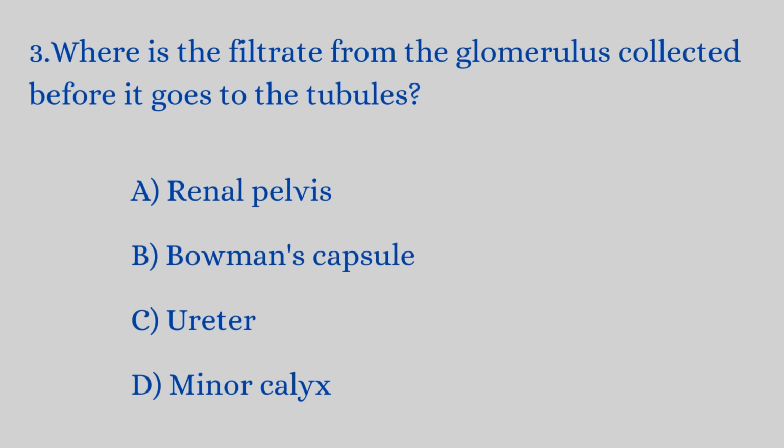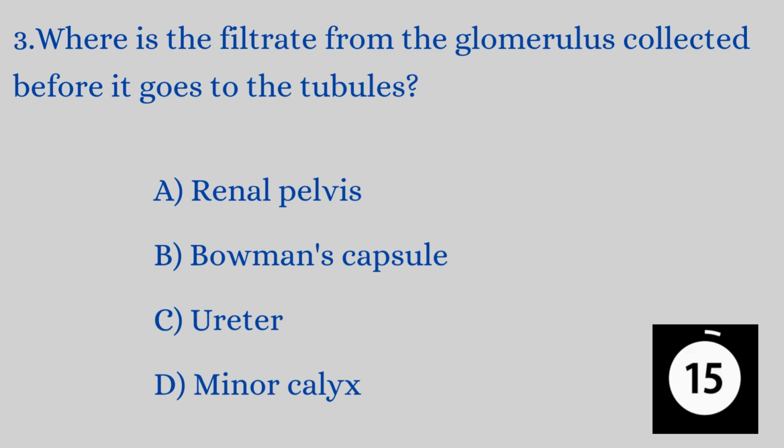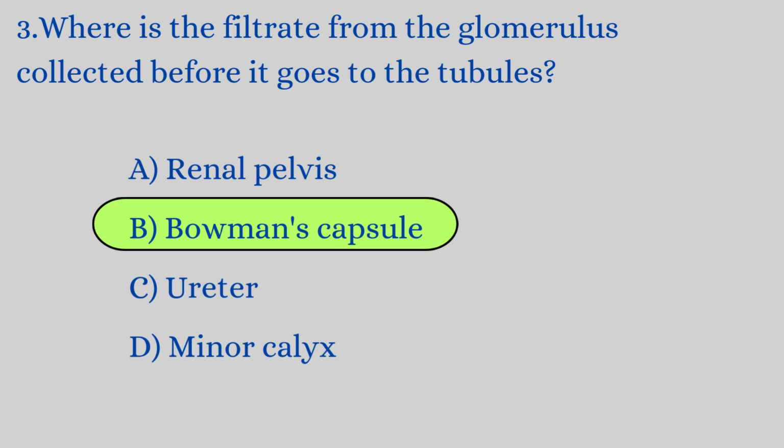3. Where is the filtrate from the glomerulus collected before it goes to the tubules? A. Renal pelvis. B. Bowman's capsule. C. Ureter. D. Minor calyx. The answer is B. Bowman's capsule.